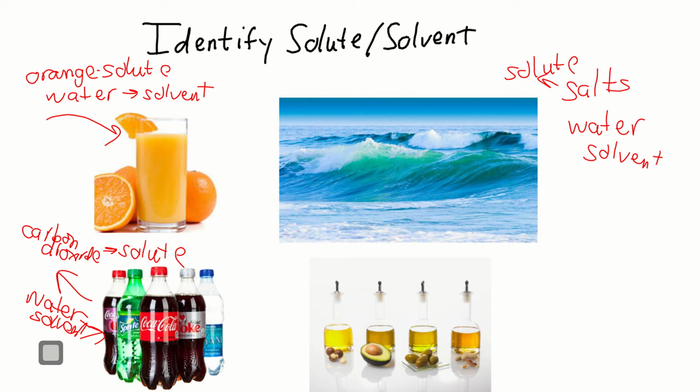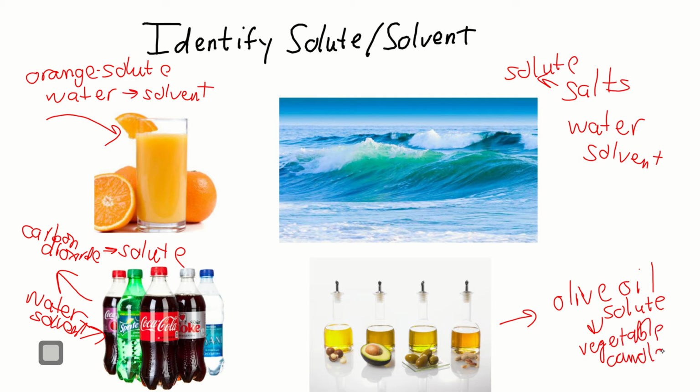The last one over here, I actually have different oils. In this case, maybe you have olive oil, avocado oil, and stuff like that. Olive oil is maybe my solute, and then some sort of vegetable or canola oil is helping dissolve all that stuff together. So that would actually be a case where water is not the solvent. If I put water in it, it's going to stay separated. You're going to have a suspension and not a solution.